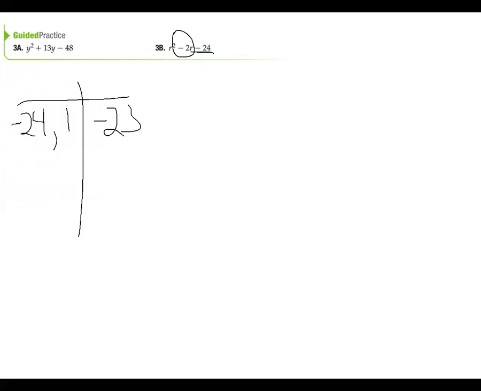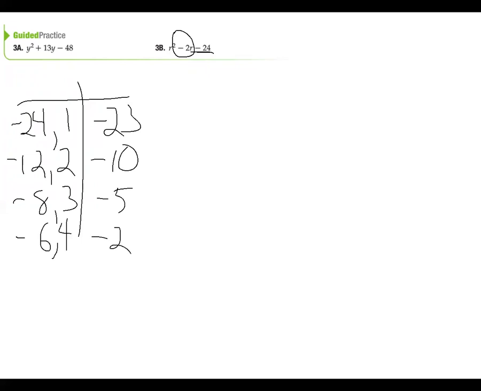Okay? So for this one, my last term's negative, so I need 2 factors, one positive, one negative. The middle number is negative, so I know my bigger factor has to be the negative. So -24 and +1 would give you -23. That's not going to work. -12 and 2 gives you -10. Getting closer, but that's not going to work. -8 and 3 gives you -5. Closer still, but that's not going to work. And then -6 and 4 gives you -2. That one works.